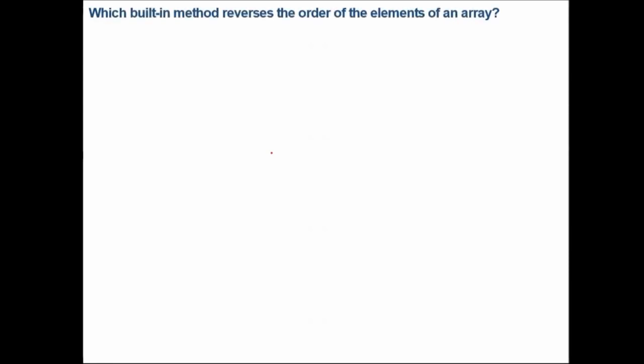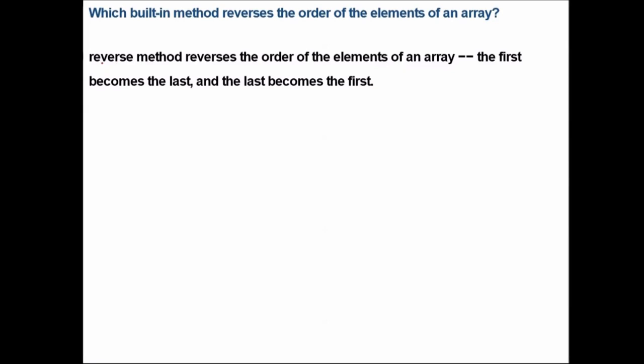Now, the other question may be, which built-in method reverses the order of the elements of an array? The reverse method. This reverses the order of the elements of the array, and the first element becomes the last and the last becomes the first.